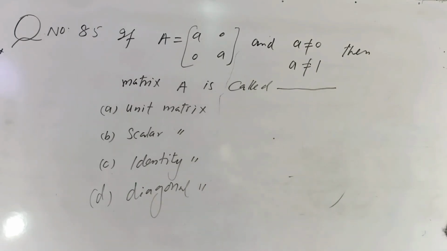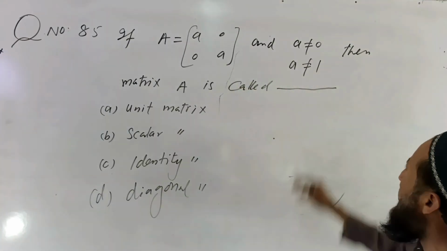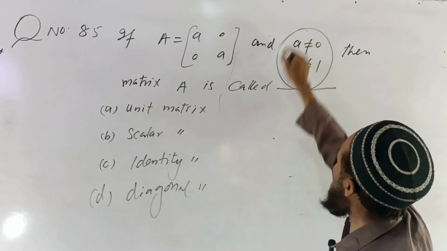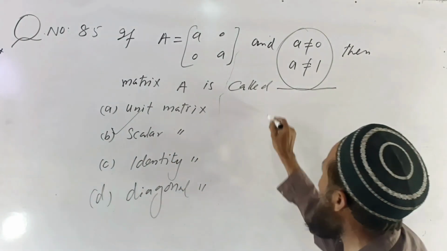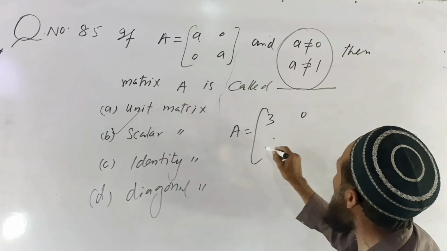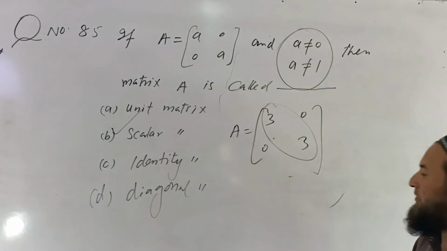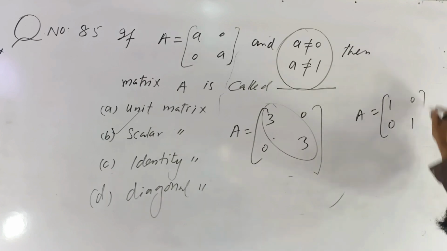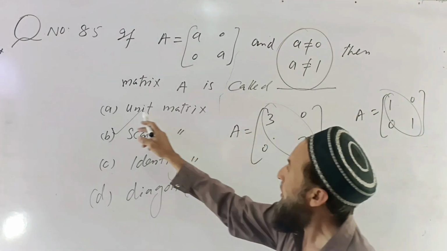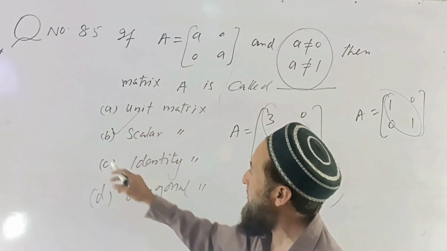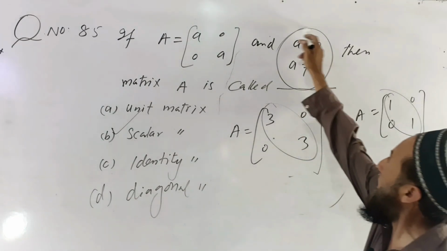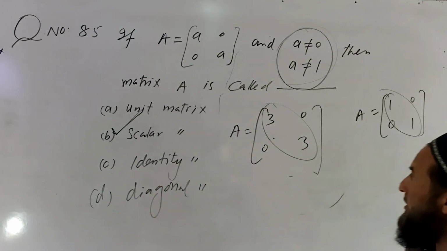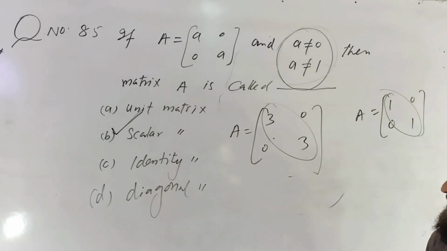If a is not equal to 0 and we put a equal to 1, that will be an identity matrix. If a takes any other value except these two, that will be a scalar matrix. For example, if we put a equal to 3, we get 3, 0, 0, 3, so both main diagonal values are the same. If we put 1, 0, 0, 1, this is also the same value but it is the identity or unit matrix. The conditions are different here, so we use the definition of scalar matrix. Scalar matrix is the correct answer in this situation.